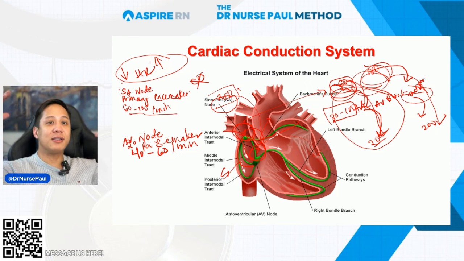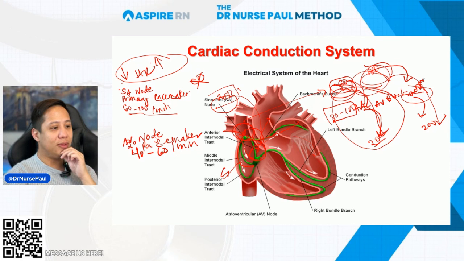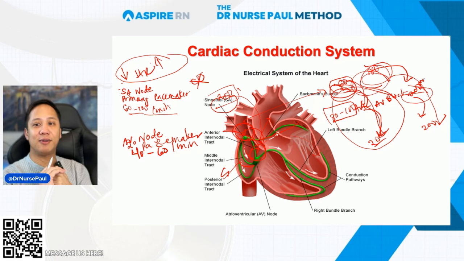If there's a sinus or SA node problem, sinoatrial node problem, we call it sinus rhythm. It could be sinus tachycardia, sinus bradycardia. If there's an AV node problem, then those are your supraventricular tachycardias. It could also be atrial tachycardia, like AFib, A-flutter, or it could also be AV block if it's too slow. You got it?